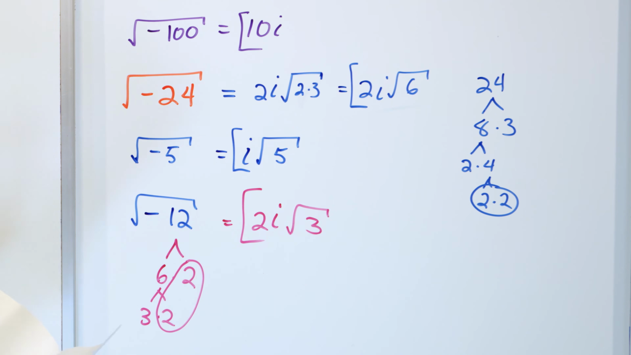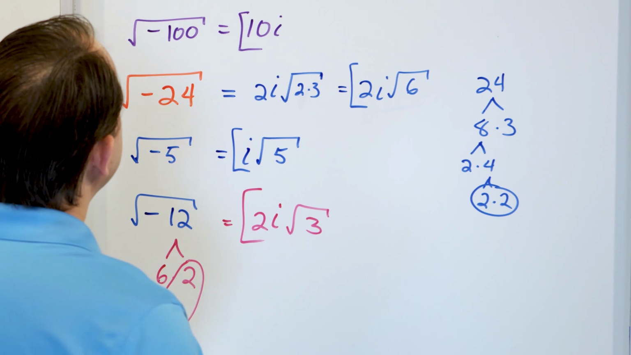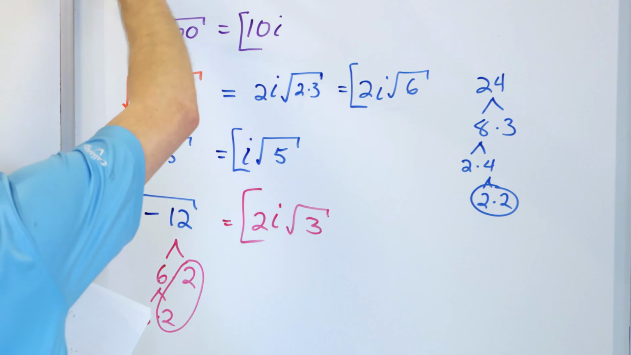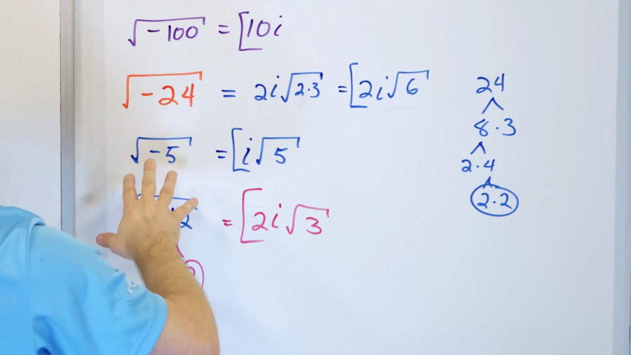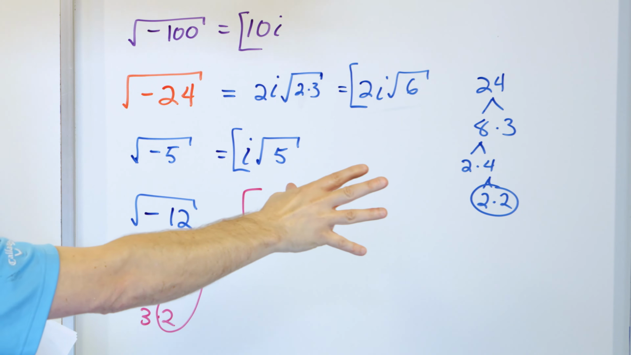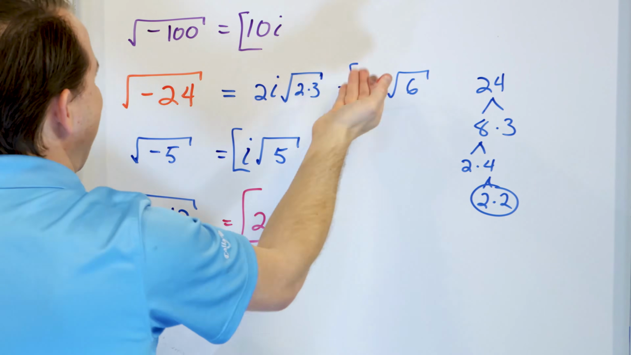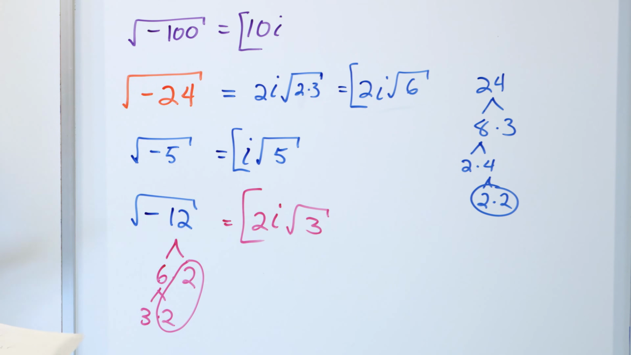On this page, I have tried to show you a basic idea about how to take square roots of negative numbers. You just do the factor tree as usual, and if you have a negative under there, you just tack an i on. Extremely simple, all right?